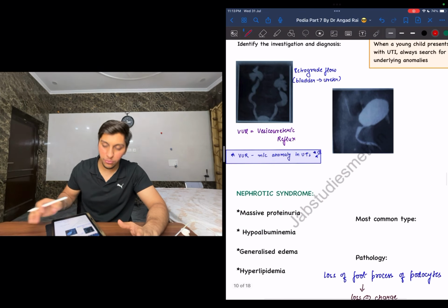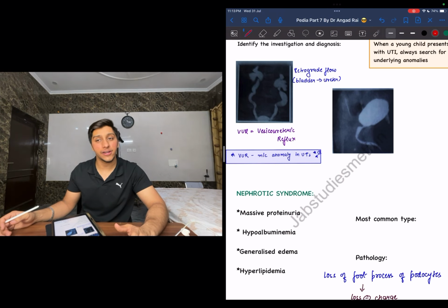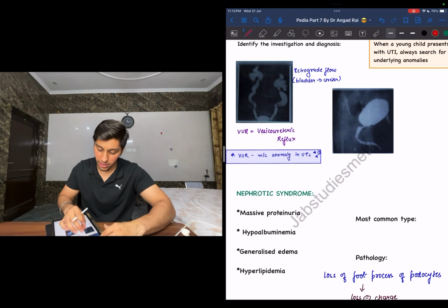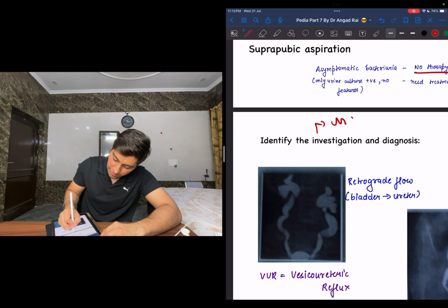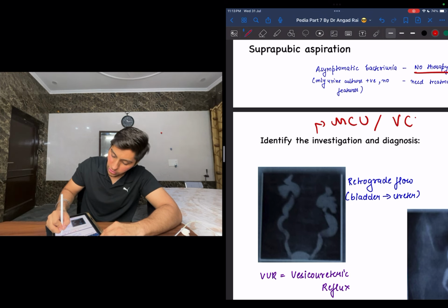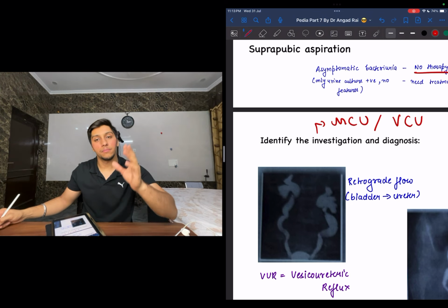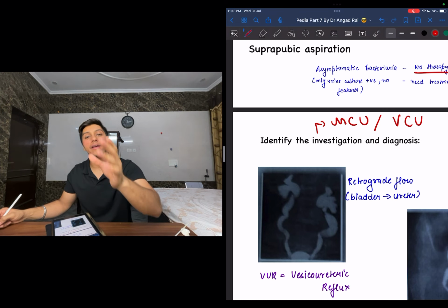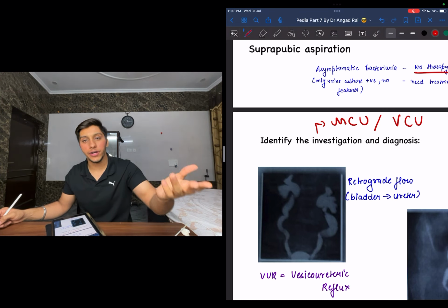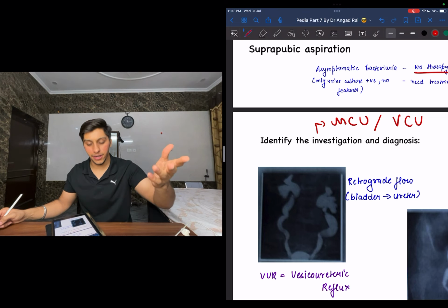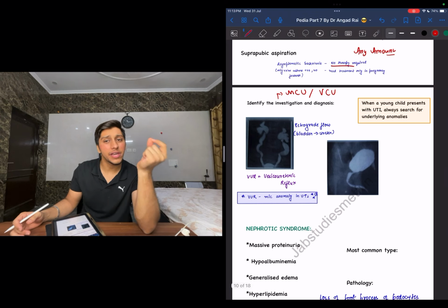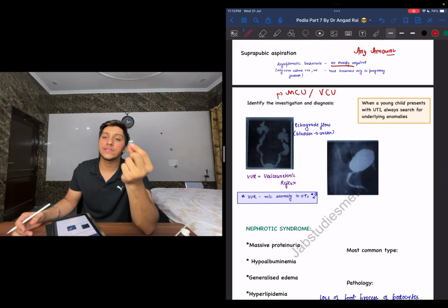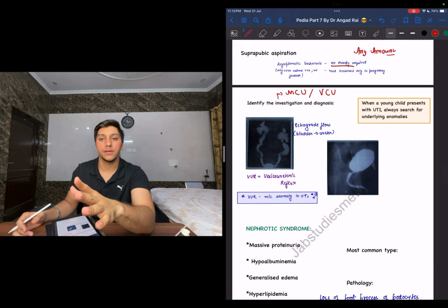If I show you both these investigations and they ask you what is the diagnosis, what is the investigation used? Both of these are known as micturating cystourethrogram, also known as voiding cystourethrogram. It checks the bladder and the urethra completely, and micturating and voiding is basically passing urine. If they ask you, whenever you have a child who is having recurrent urinary tract infection, always suspect a renal anomaly. That is one thing.